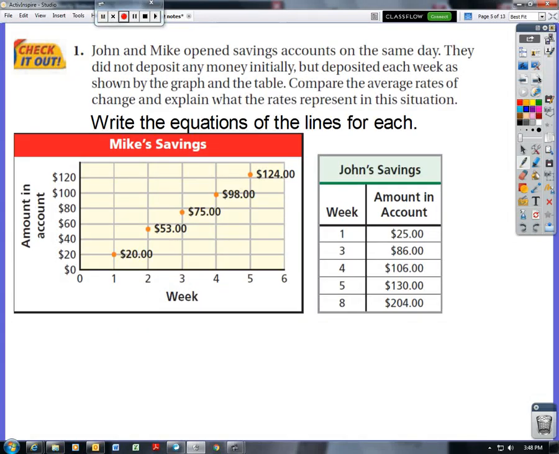So it looks like Mike, his slope, or his rate, I'll call it m, was $26 per week, and John's was $25.57 per week. Make sure you put units on your answers. And I did say write the equations of the lines. Looking through my notes to see if I actually have those. I maybe don't. No. Sorry, I don't have that handy. So we'll just have to skip that part, I guess.